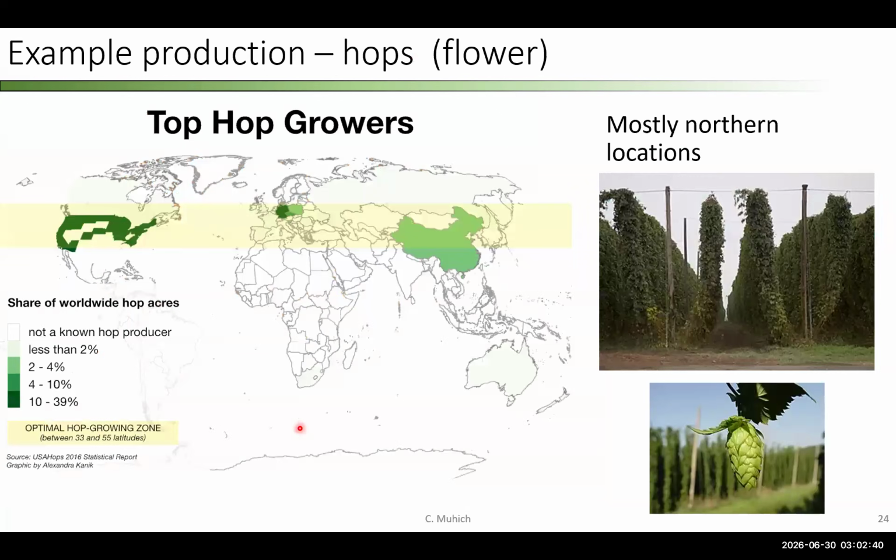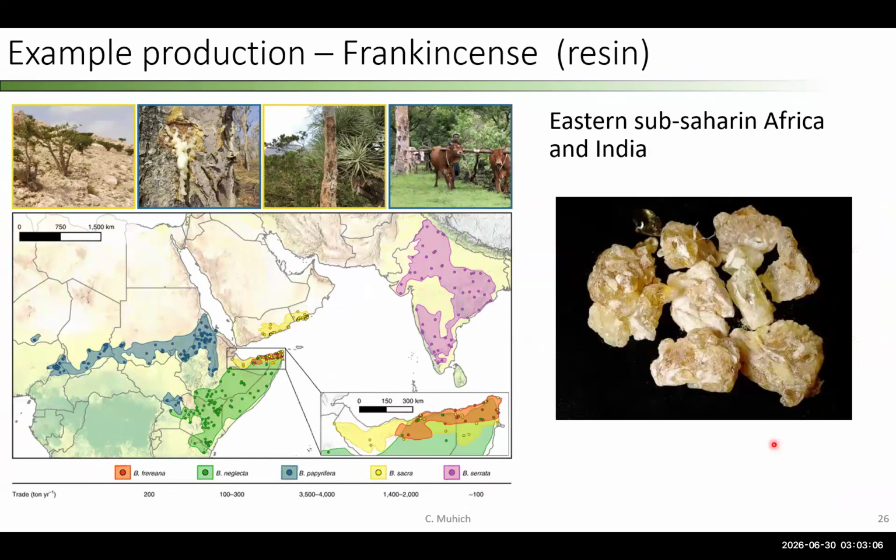Conversely, if we think about hops, these grow in northern climes. And so here are the growing regions. You can see that they're going to be cooler in general, less sun, wetter. And they grow on these big long stalks, and here's the hop flower.